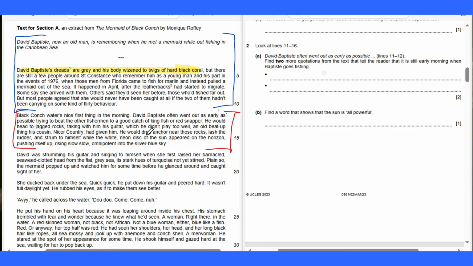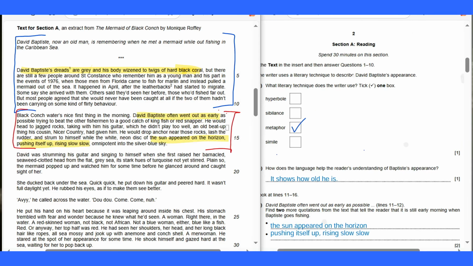Alright, let's check out the answer, guys. You can see in here the sun appeared on the horizon, in the yellow highlight. "Or second is pushing itself up, rising slow." Here, that will be the quotation that tells the reader that it is still early morning when Baptiste goes fishing. Or you may also add "first thing in the morning." It is possible, first thing in the morning.